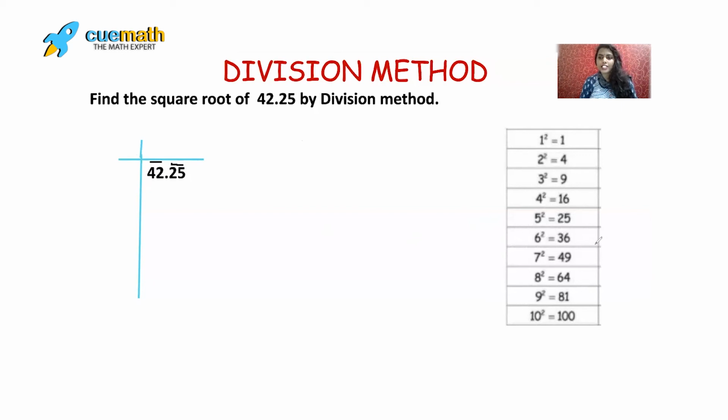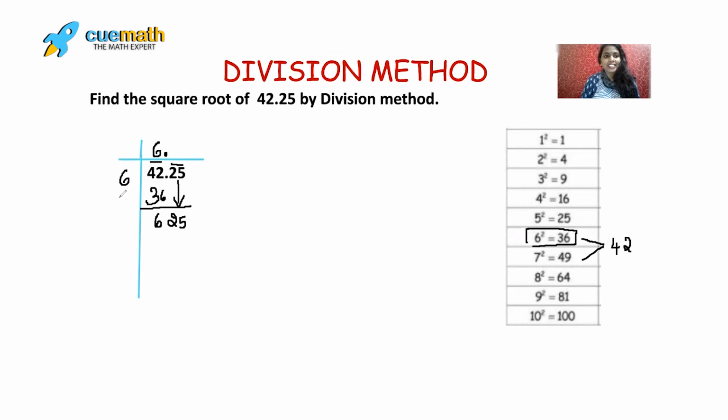42 is in between which two numbers? It is 36 and 49. So which number do we pick now? 6 squared. We don't pick 7 squared because 49 is greater than 42. So here we go for 6 times 6, and that's nothing but 36. Now we subtract it. 42 minus 36, we get 6. Remember, we have a decimal here, so don't forget to place the decimal, and then bring down the next pair, that is 25.